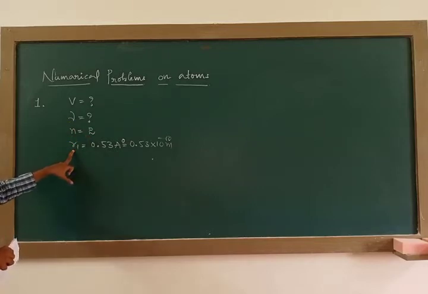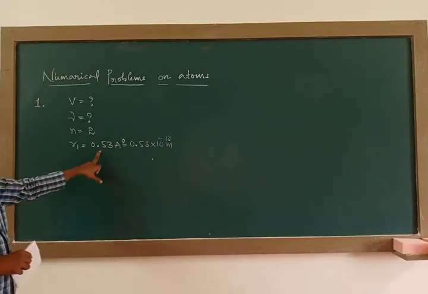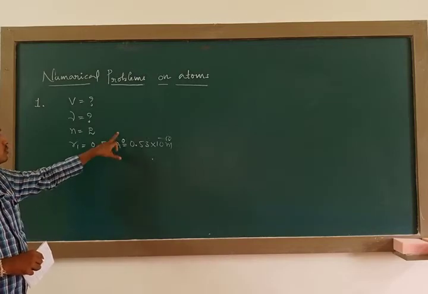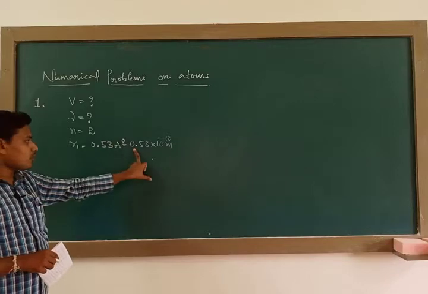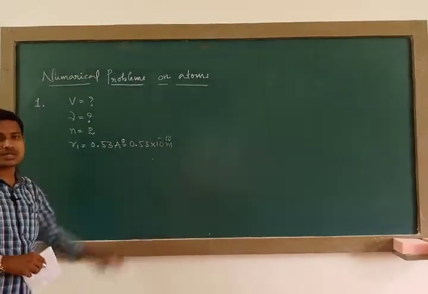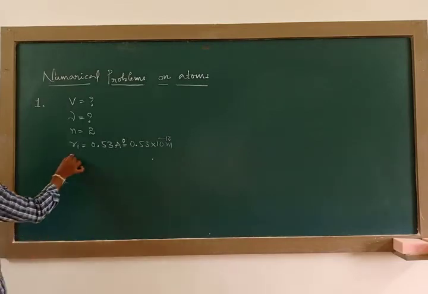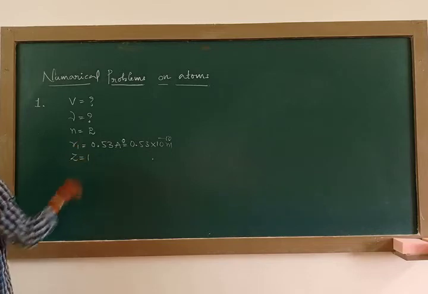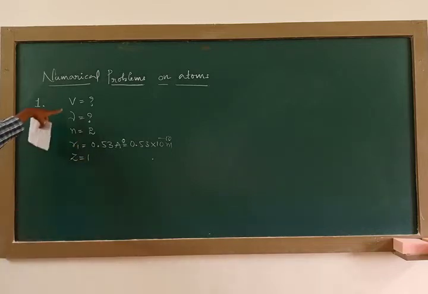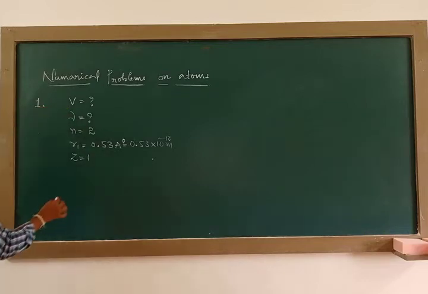The given data is R1 equal to 0.53 angstrom, that is 0.53 into 10 raised to minus 10 meter. So how to calculate? They are asking this for the hydrogen atom, so obviously we have to consider atomic number 1. Then recall the equation for orbital velocity. What is the expression for orbital velocity?